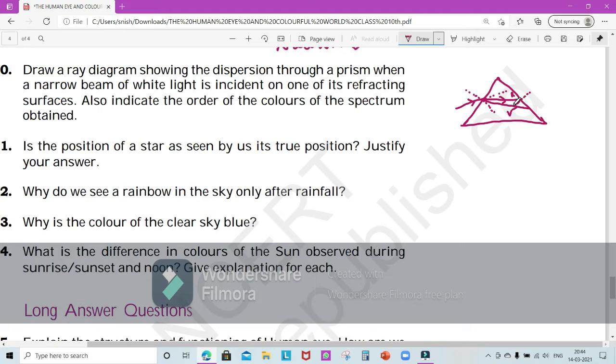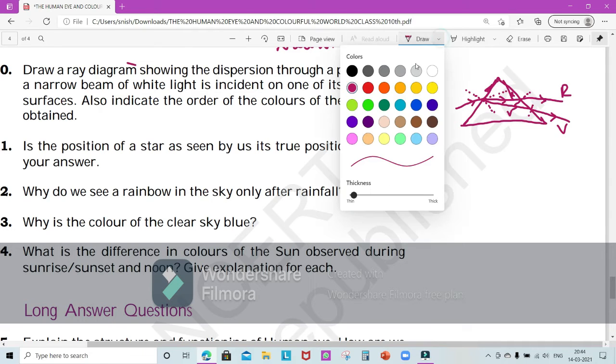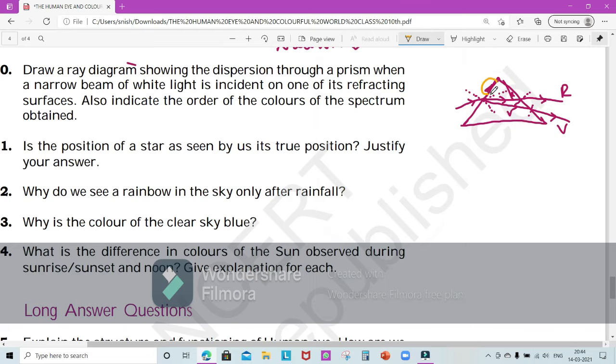And then again, it will move away from the normal because now it's moving from denser to rarer. It will go like this. Okay, so we'll have violet and red. So they're asking, draw a ray diagram showing the dispersion through a prism when a narrow beam of white light is incident on one of its refracting surfaces. This one is a refracting surface, this one is the refracting surface. This is the base of the prism. Also indicate the order of colors of the spectrum obtained.